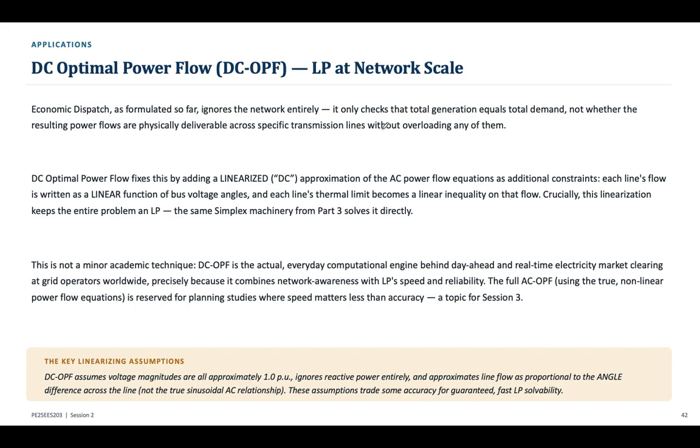The word DC can be misleading because the network is still an AC transmission network. DC OPF does not mean that the physical grid has become DC. It means that AC power flow relationships have been approximated by a linear model with assumptions that make the optimization tractable.